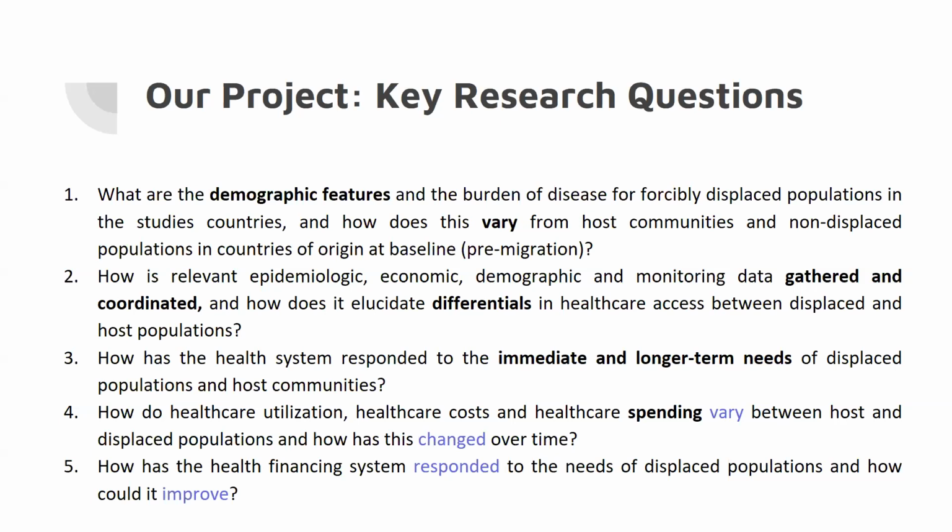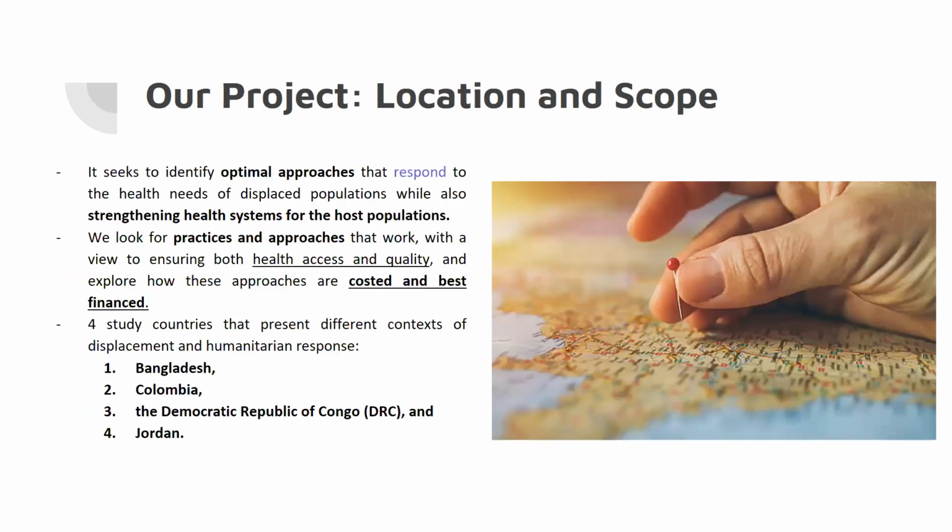The last question is how has the health financing system responded to the needs of displaced populations, and how could it improve? The four countries that are part of this big project are Bangladesh, to address the Rohingya refugees' needs, mainly in Cox's Bazar; Colombia, to address Venezuelan migrants and refugees; DRC, with the many refugees that moved from neighboring countries, including also the internally displaced population; and Jordan, to understand the needs of Syrian migrants and refugees.